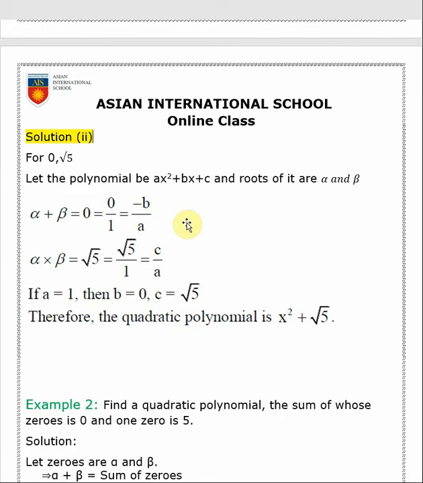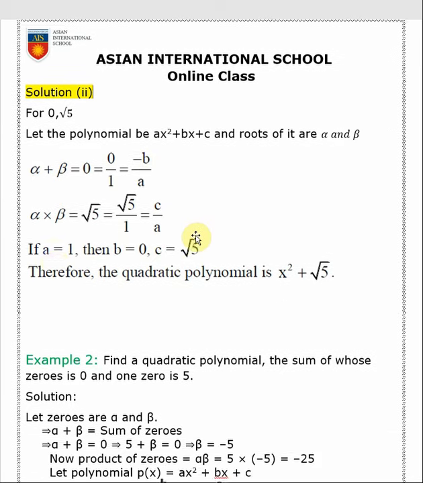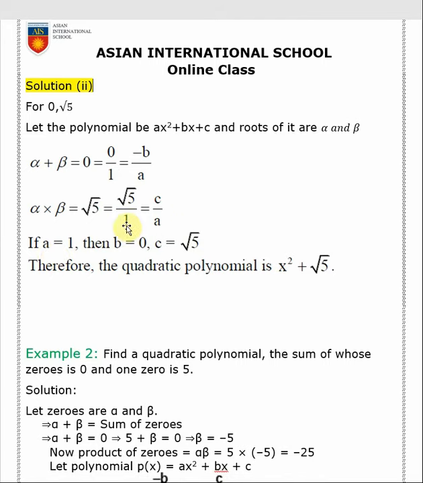From here we have no problem. This sum is so easier than the previous one. So simply we can say that A is 1, C is root 5, and B is 0. So from that we get the equation ax square, that means x square since A is 1, plus bx, B is 0. So that is not written here because 0 into x is 0, and plus C is root 5. So x square plus root 5 is the final answer.